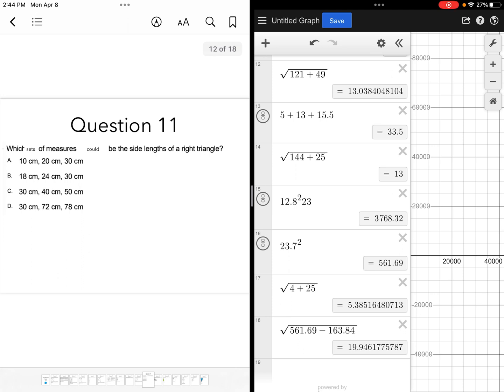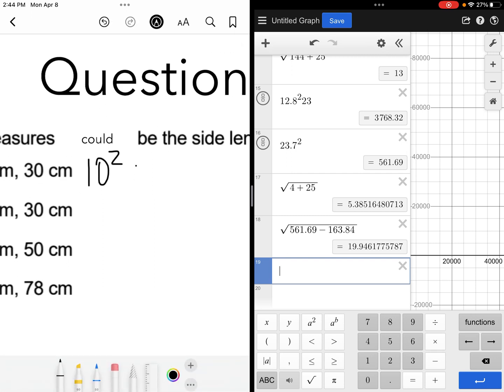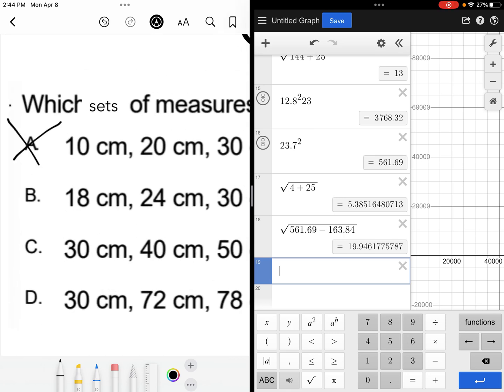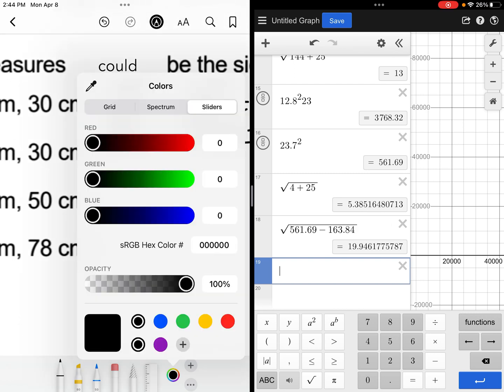Okay, the next one. Which sets could be side lengths to a right triangle? So I've got a squared plus b squared equals c squared. So that's 10 squared plus 20 squared equals 30 squared. So that's going to be 100 plus 400 equals 900. That's not true.